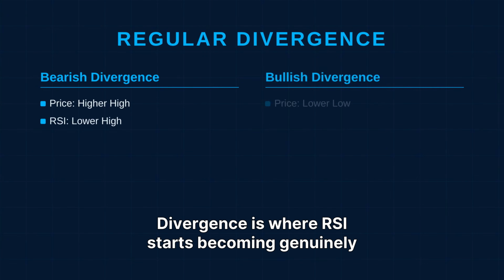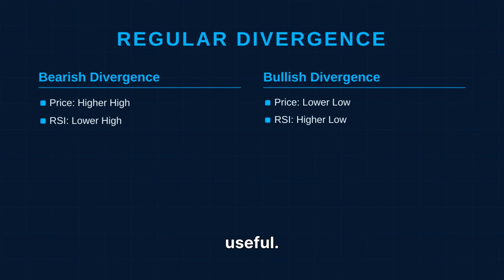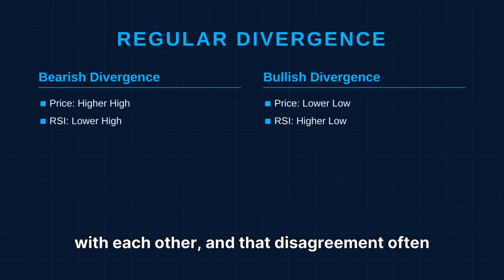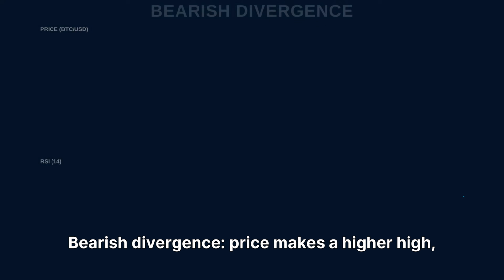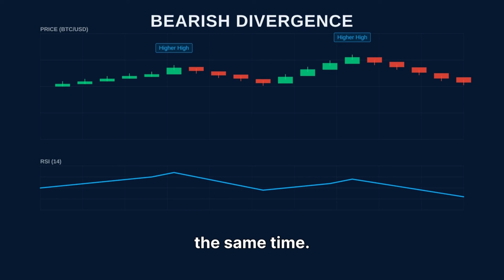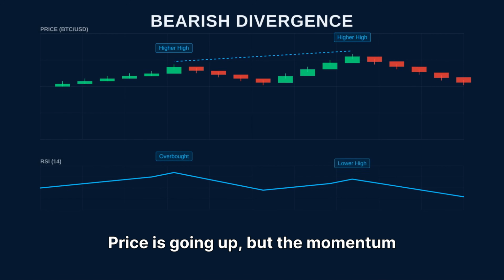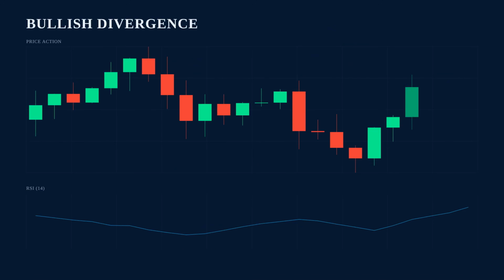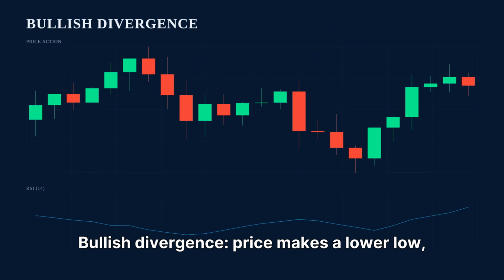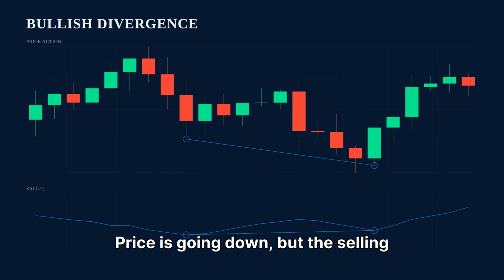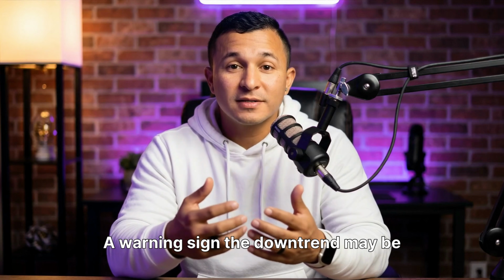Divergence is where RSI starts becoming genuinely useful. Divergence happens when price and RSI disagree with each other, and that disagreement often warns of a reversal. Bearish divergence. Price makes a higher high, but RSI makes a lower high at the same time. Price is going up, but the momentum behind it is actually fading. A warning sign the uptrend may be running out of steam. Bullish divergence. Price makes a lower low, but RSI makes a higher low. Price is going down, but the selling momentum is weakening. A warning sign, the downtrend may be losing strength.